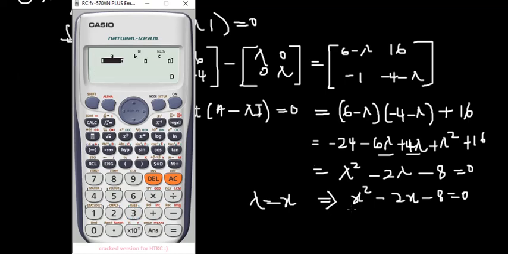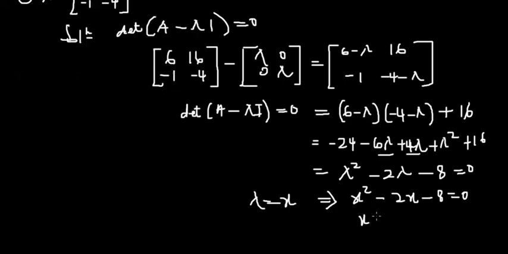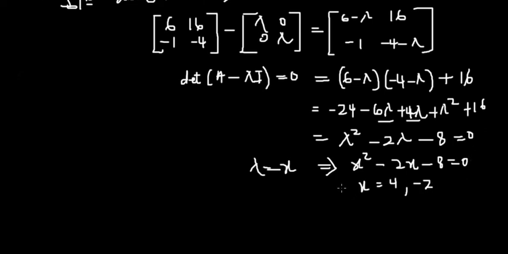Now let's punch in our values. We are punching in coefficients. The coefficient of x squared is 1, the coefficient of x is -2, and then we have our constant, that's -8. So we have our eigenvalues to be 4 and -2. So we have values of x to be 4 and -2. So these are your eigenvalues, since we know that x is the same as the eigenvalue.